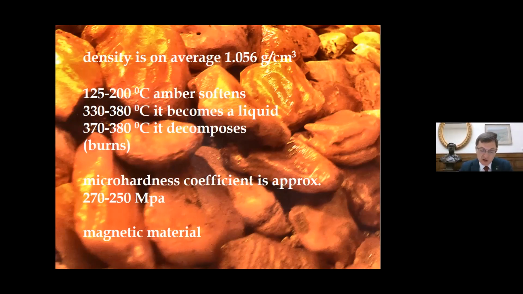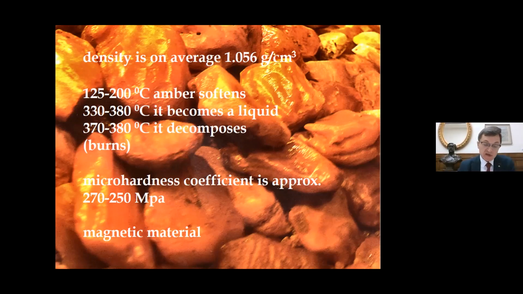At the temperature of 125 to 200 centigrade, amber softens. At the temperature of 330 to 380 centigrade, it becomes a liquid, and it decomposes, so burns, at the temperature of 370, 380 centigrade. At the same time, it gives off an aromatic smell of incense. It is often a component of incense.